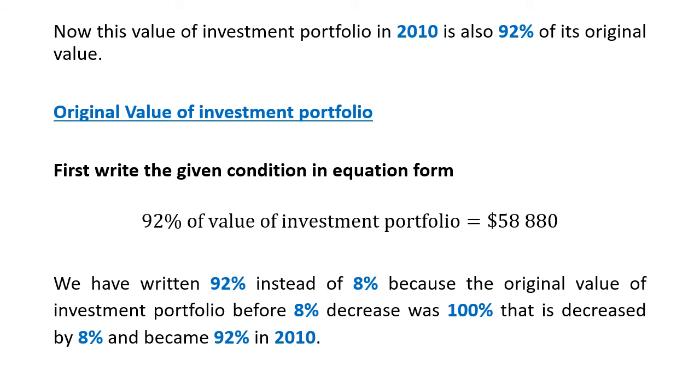Now this value of the investment portfolio in 2010 is also 92% of its original value. First, write the given condition in equation form, that is, 92% of the value of the investment portfolio equals $58,880. We have written 92% instead of 8% because the original value of the investment portfolio before the 8% decrease was 100%, that is, decreased by 8% and became 92% in 2010.